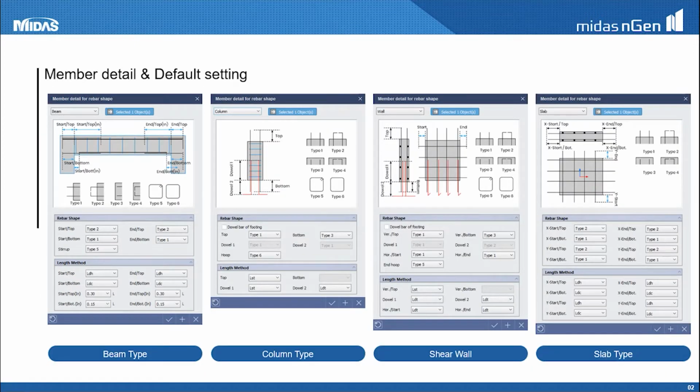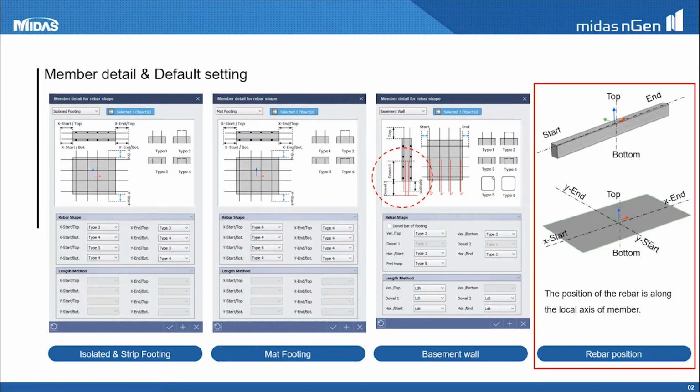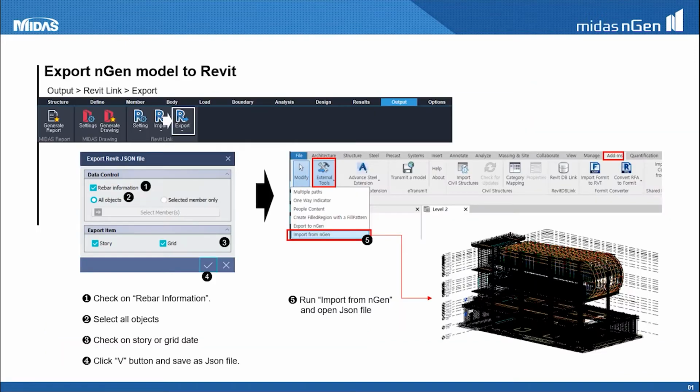The rebar details for each member are as follows. For columns and walls especially, the dowel bar can be taken into account when creating rebar information. The position of the rebar is along the local axis of the member. After setting the rebar length and shape, you can export the model and rebar information as follows.